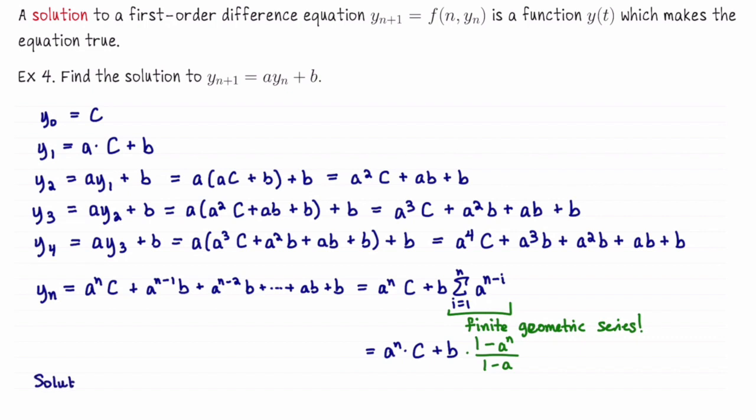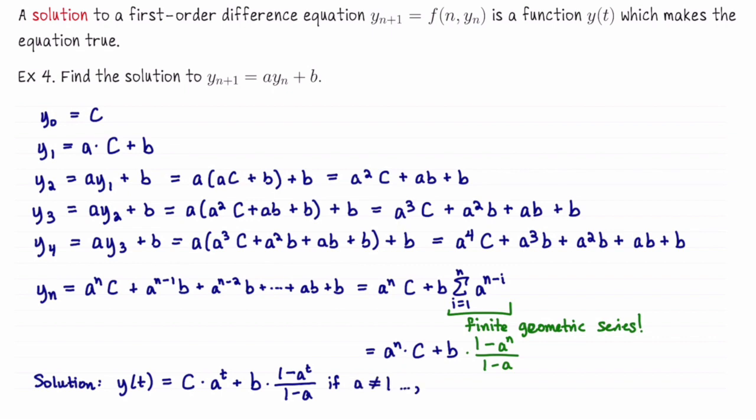Okay, so now our solution is going to be y of t equals c times a to the t plus b times the quantity 1 minus a to the t all over 1 minus a. Now, if you look at the solution, you realize you have a denominator of 1 minus a, which means that this is only a correct thing to do if a is not equal to 1.